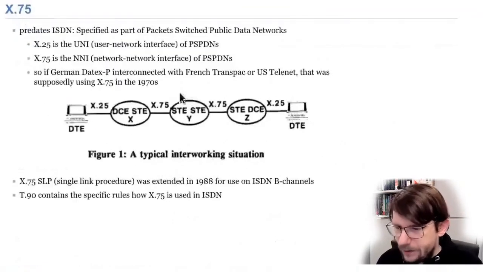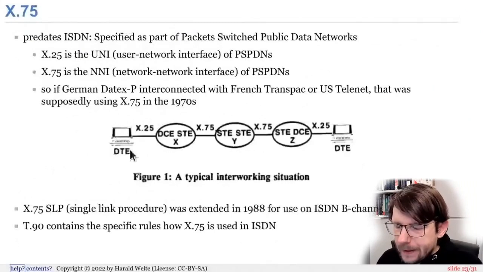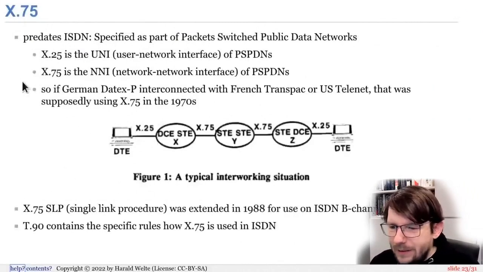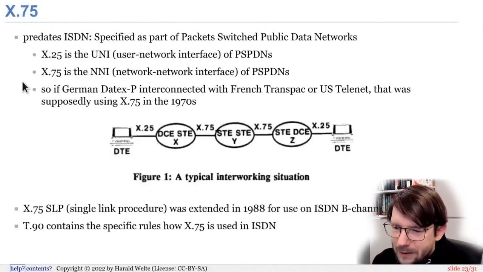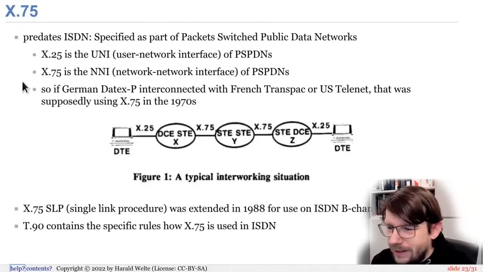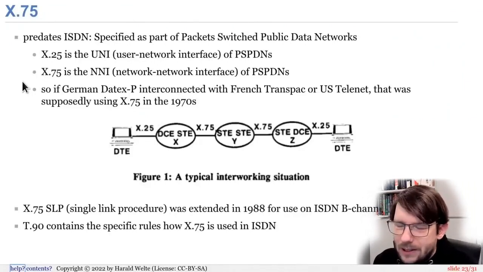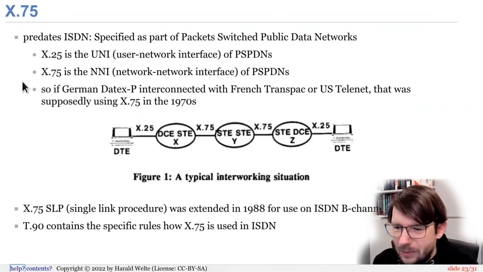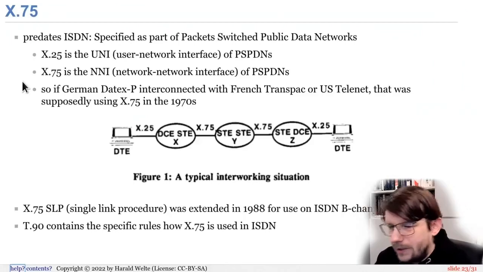So, sorry for that. Let's say you have a German DATEX-P user, which was the German packet switched network, and a French Transpac or US Telenet subscriber, and they would exchange data over these networks. Supposedly there was X.75 between the German network and the other networks, and that's the origin of this protocol. So it goes back to the early 70s.